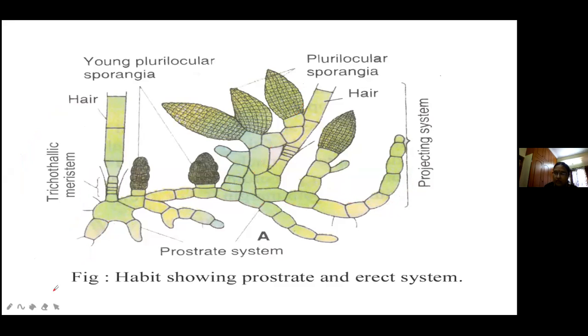Okay, the next one is life cycle. Here, why not directly take the life cycle? Here different reproductive systems are there. That's why before reproduction, I'll explain what type of life cycle is there, and today I'll close it with this much only. See here, life cycle. Some species of Ectocarpus are sporophytes.